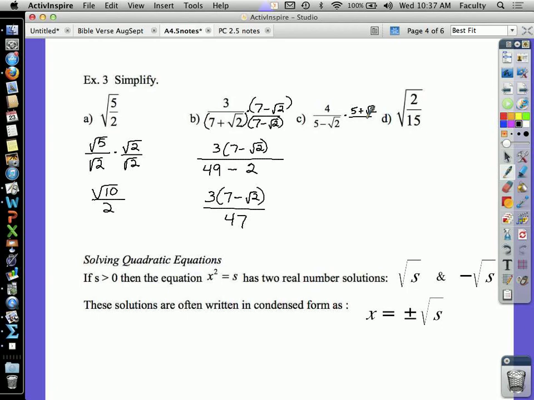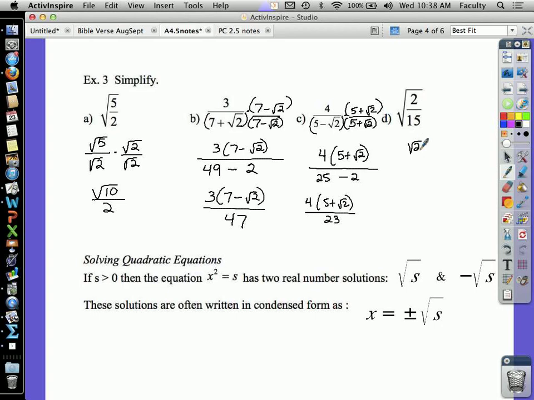Alright, let's multiply by the conjugate. Since it's subtraction in the bottom, we're going to multiply by the addition. So it's 4 times the quantity, 5 plus radical 2. Leave it factored. In the denominator, let's use FOIL. And I'm going to get 25. The outer and inner cancel, and I get minus 2. So my final answer is 4 times the quantity, 5 plus radical 2 over 23. Nothing will cancel.